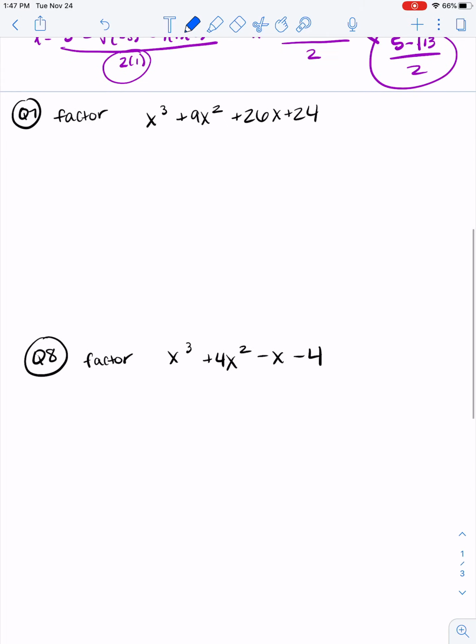All right, so on this next one, kind of similar to how we did the first one, we're going to try to do factor by grouping, and you'll very quickly see that this doesn't work. So I'm going to do it real quick, and then we'll erase all this work.